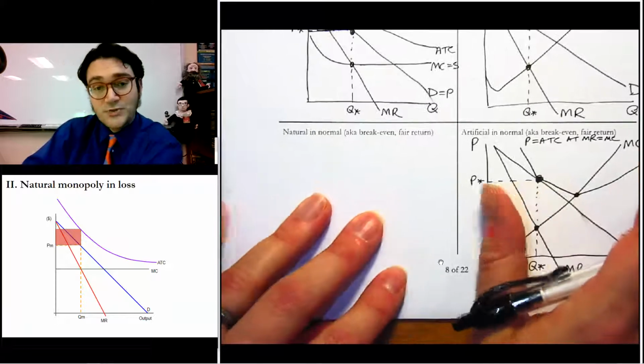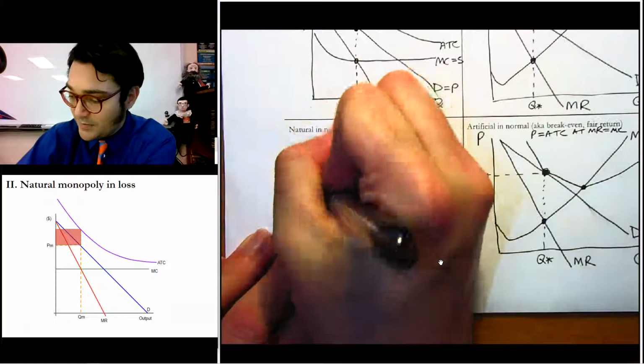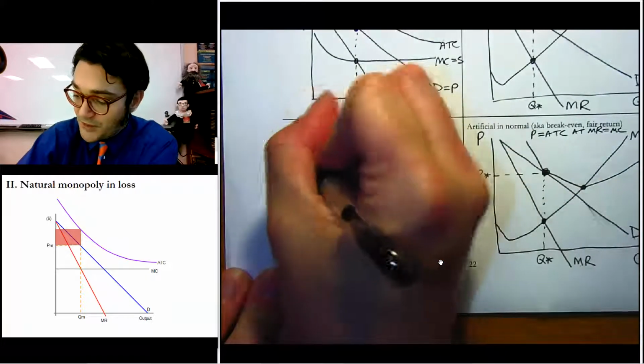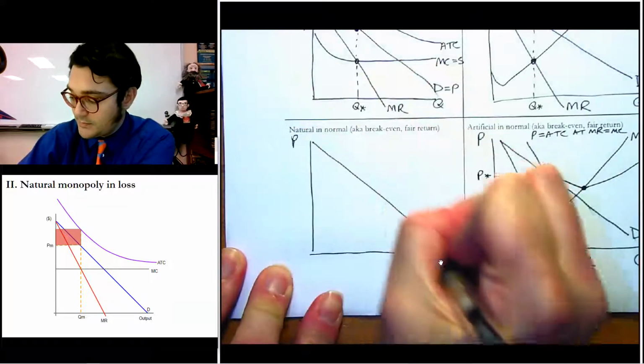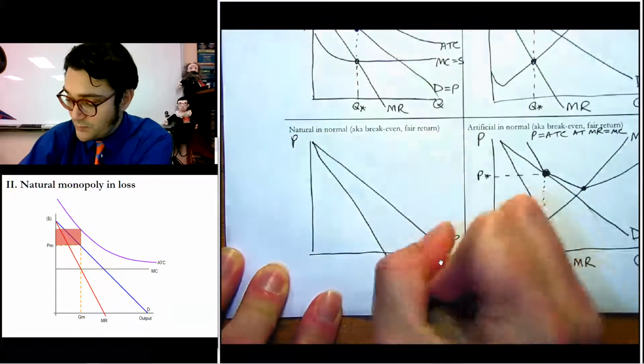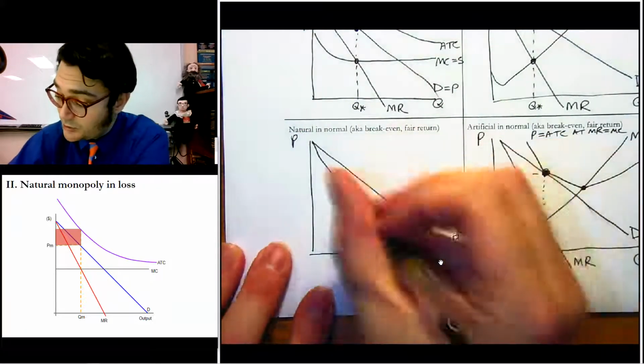Now we're going to do a natural monopoly in normal profit, break-even, or fair return. Those are all words meaning the exact same thing. Normal profit, break-even, fair return. They all mean the same thing. Don't be confused. The economists like to use different words just to confuse high school students, but you're not going to get confused. You're great.